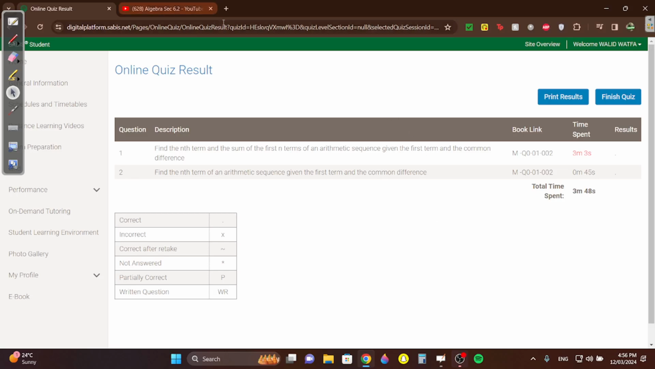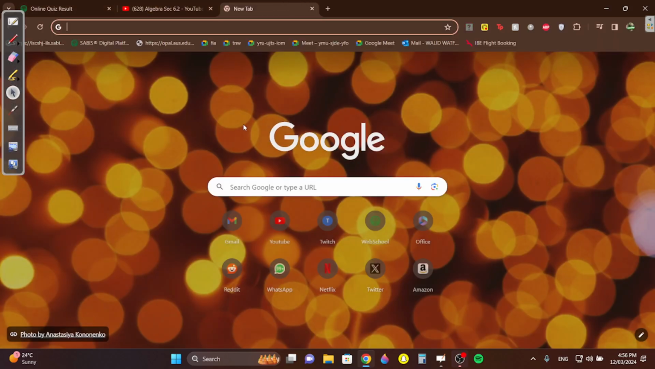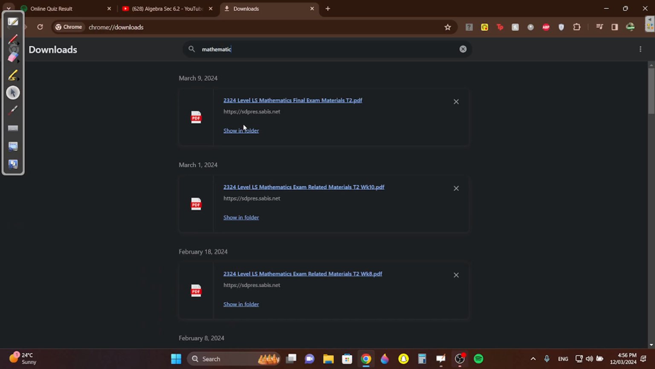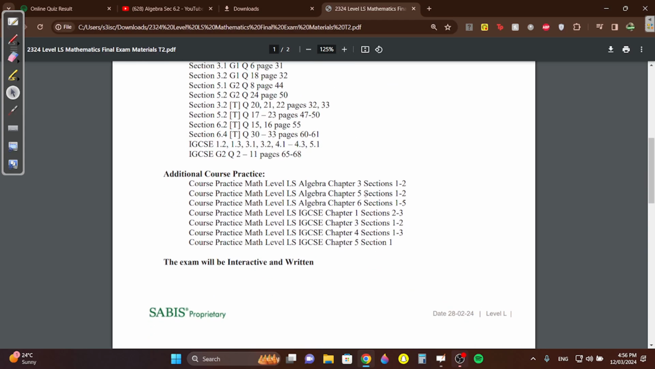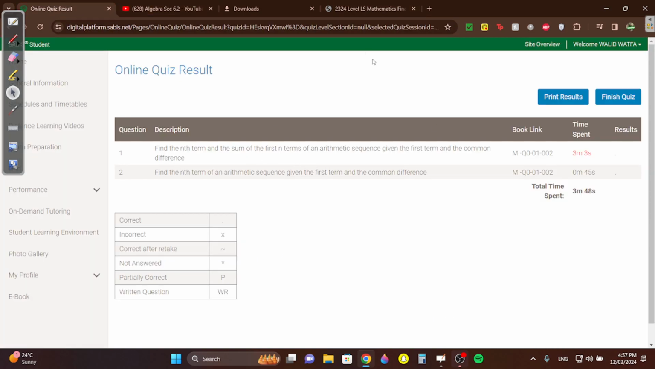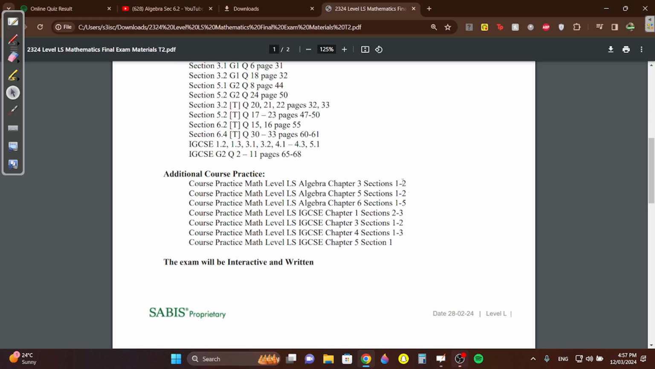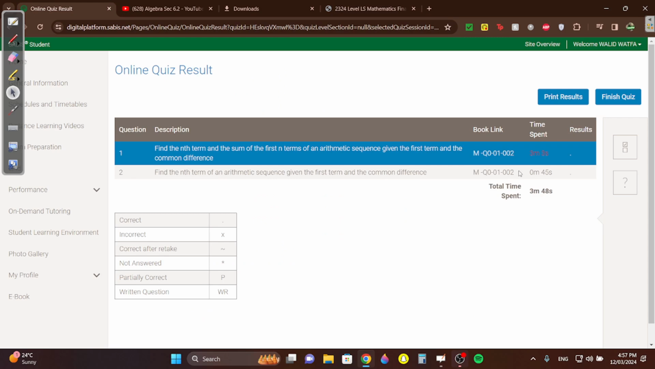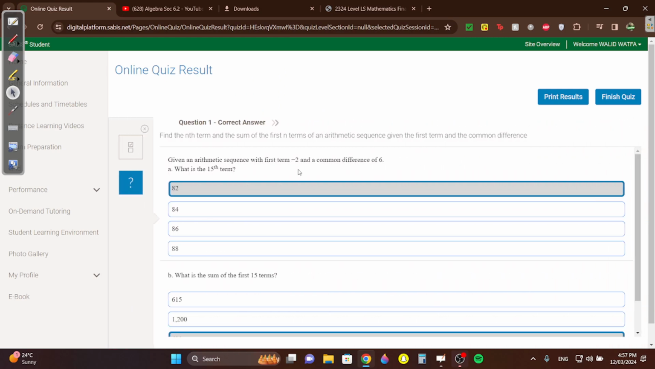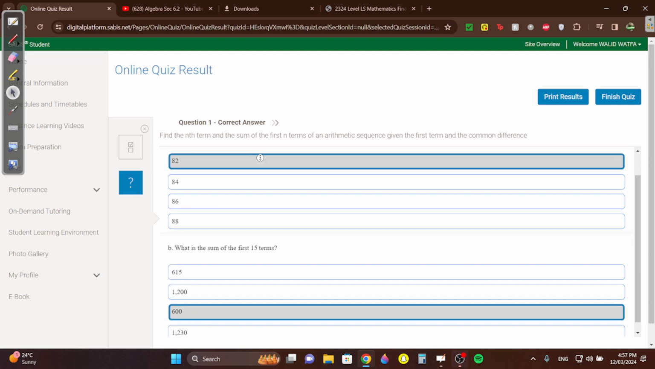Okay, let me pull up the material. I have these recorded. BA chapter 1.2, 1.3. This is 1.2 over here, 1.3 now after this, and then 3.2 from algebra. 1.2 IGCSE, given arithmetic sequence, it's the same as 6.2 algebra.